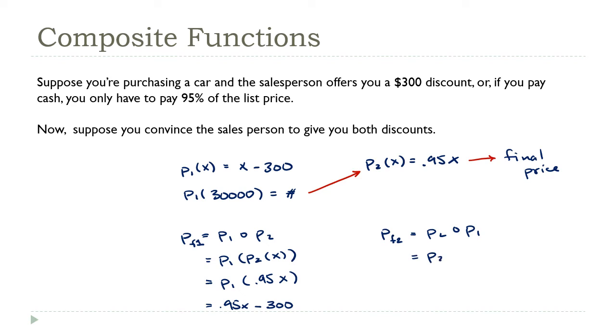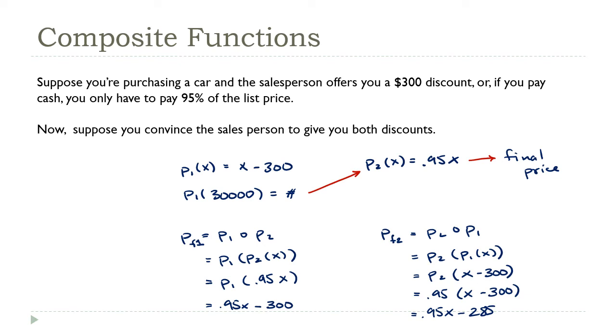All right, so this is going to be P2 of P1 of X. P1 of X is X minus 300. So put that X minus 300 into the P2 formula. And this is 0.95 times X minus 300. And then you can distribute that 0.95. So this is 0.95X minus 95% of 300. That is, let's see, 10% of 300 is 30. Half of that is 15. So I'm thinking 285.